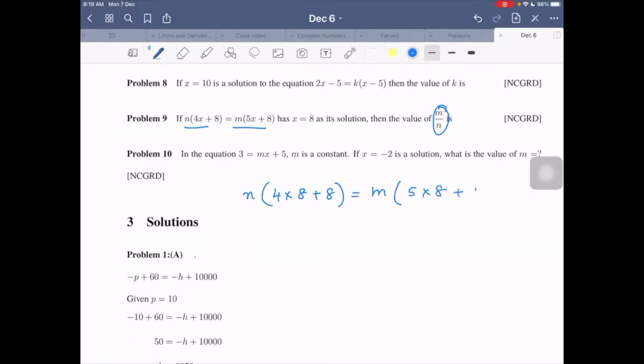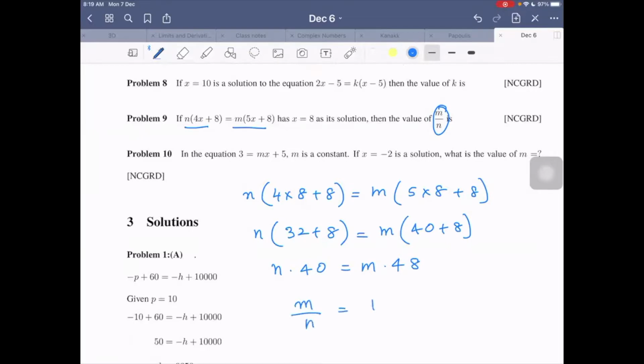Just go and substitute 8 for x. So we have n times 4 into 8 is 32 plus 8. That is equal to m into 5 into 8 is 40 plus 8. So n times 40 is equal to m times 48. So your m by n value is going to be 40 divided by 48. The answer will be? You just cancel 8 on both sides. So here we have 5 times 8, 40, and 6 times 8, 48. So the answer is 5 divided by 6. Got it?